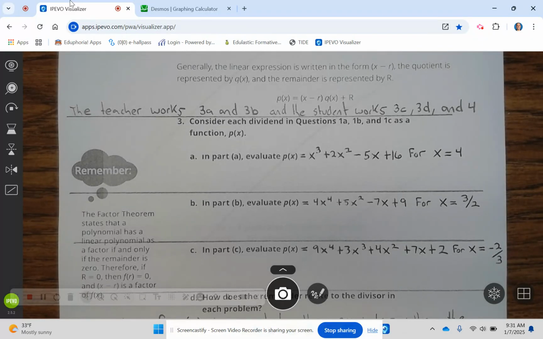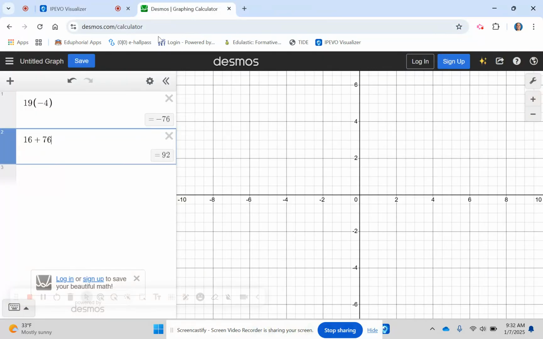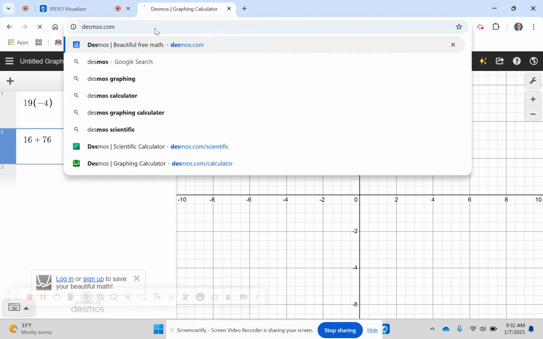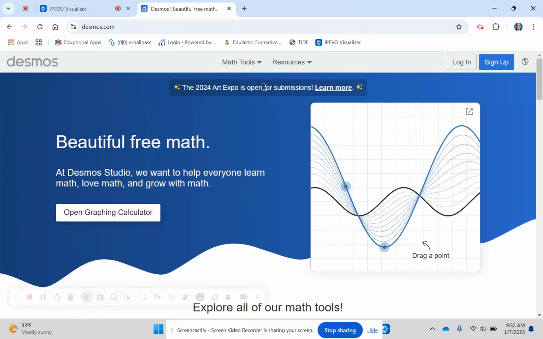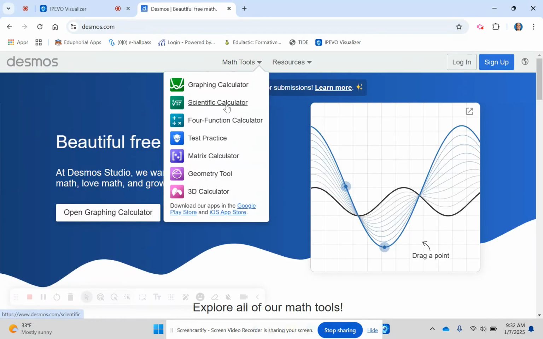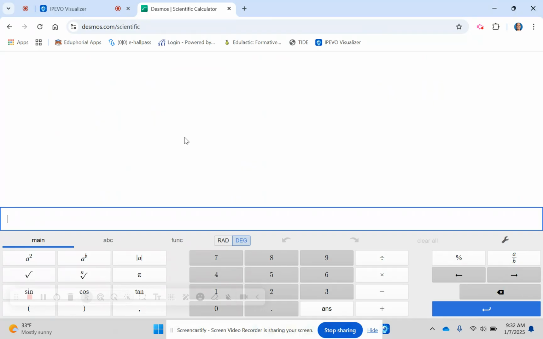Consider the dividend in question 1a, 1b, and 1c as a function of p of x. In part A, evaluate p of x equals x cubed plus 2x squared minus 5x plus 16 for x equals 4. Now to do that, we're going to go to Desmos. And I want to go to scientific calculator. Okay, I'm going to type in x cubed plus 2x squared minus 5x plus 16.